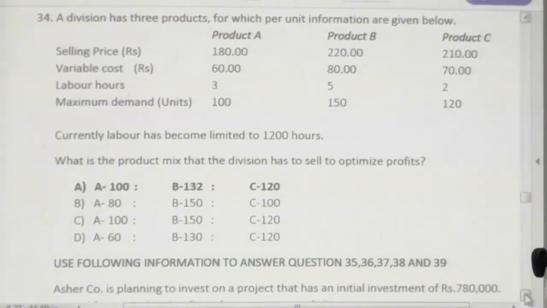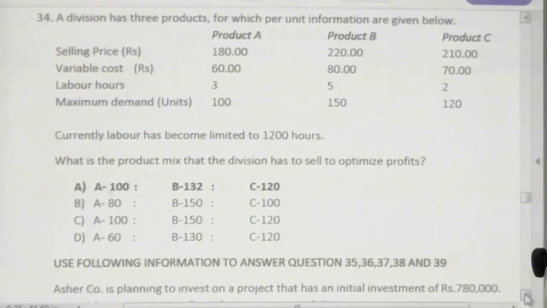This question 34 is about short term decision. What is this short term decision? I will explain. Short term decisions are the decisions taken about the production quantity in the next period, for next week, for next month, or next quarter, or maximum next year. Here, this short term decision making aligns with the limiting factor.